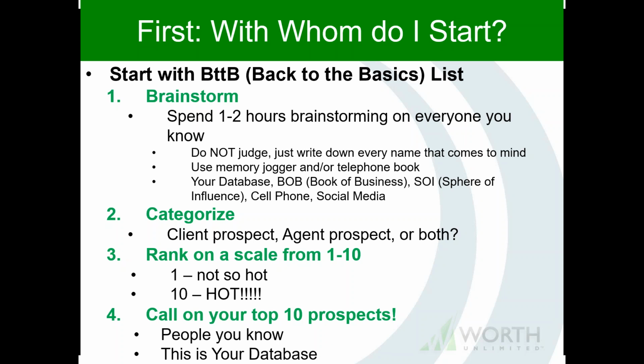I do suggest you use a memory jogger, use a telephone book, use your book of business, go through your sphere of influence, go through your cell phone, go through your social media. If you have a Christmas card list or a holiday list, go through that. Write down any and every name that comes to mind, again, without judgment. Now, you're going to spend the first time you do this a good 1 to 2 hours. I also suggest that you don't just do this one time. I suggest you do this about once a month.